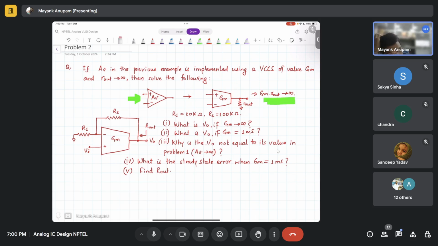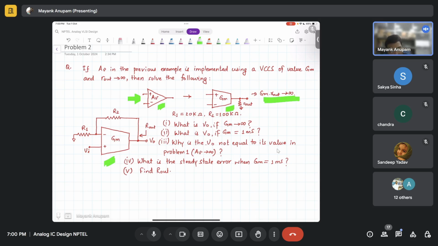It looks like its DC gain is also infinite, right? It is actually infinity. The DC gain of this VCCS is actually equal to infinity, correct? Now I will simply replace that VCVS earlier, this AV guy, with this GM cell, this VCCS. So now solve the questions.